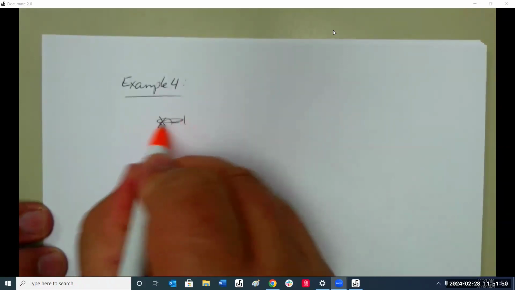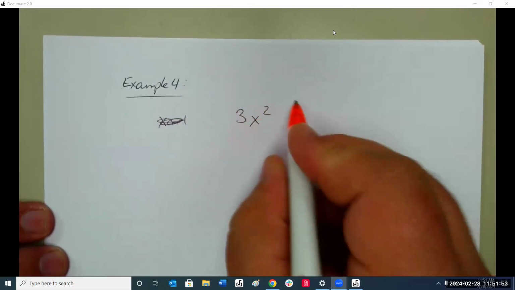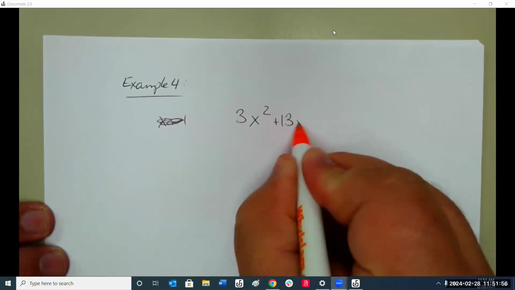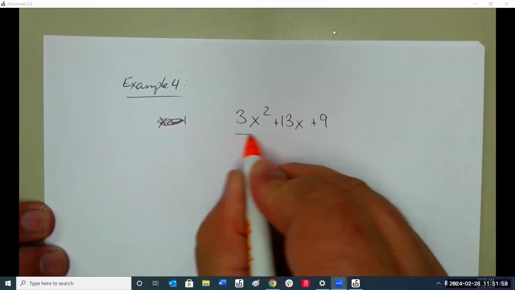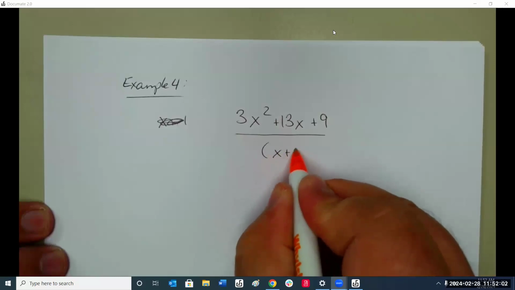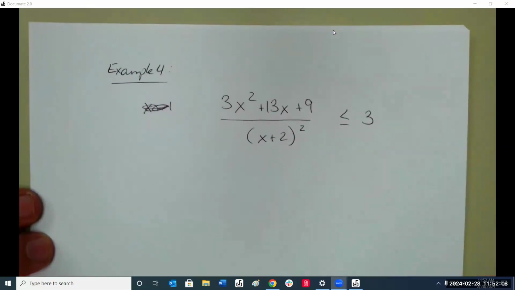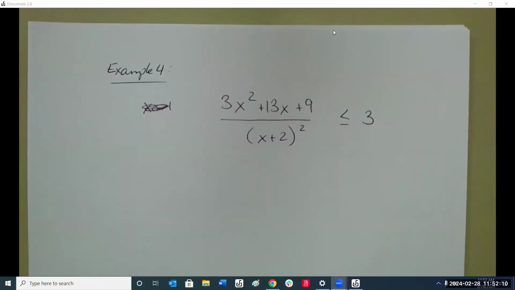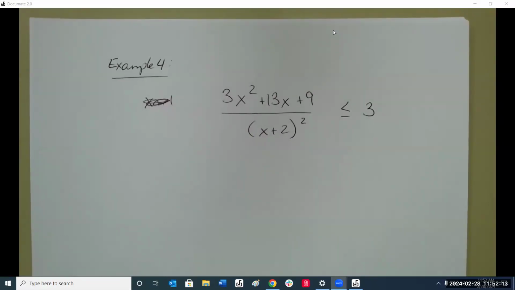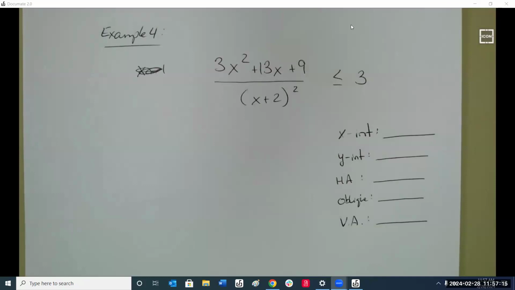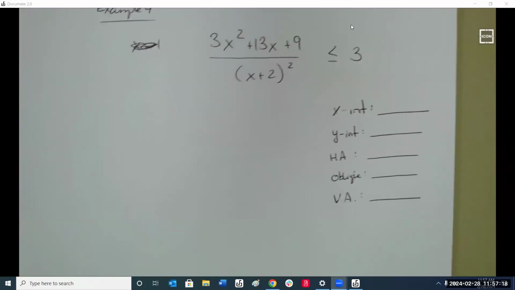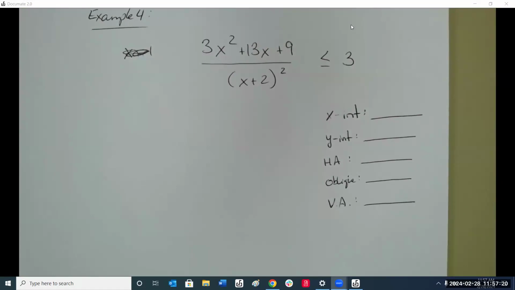Nope, wrong one. 3x squared plus 13x plus 9 over (x plus 2) squared is less than 3. Remember, your equation has to be set equal to 0 first. What's the first thing you have to do? Make sure everybody's on the same page. Set it equal to 0.